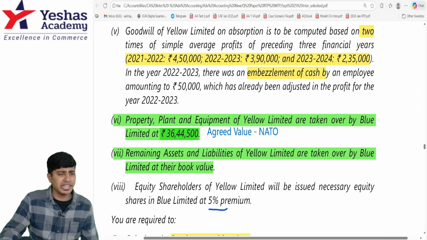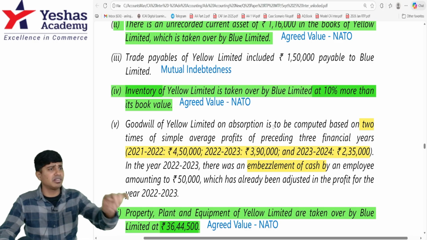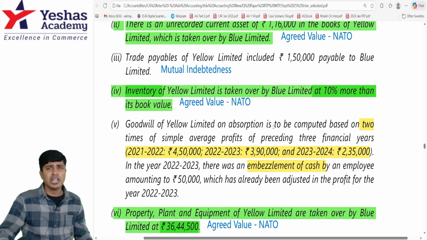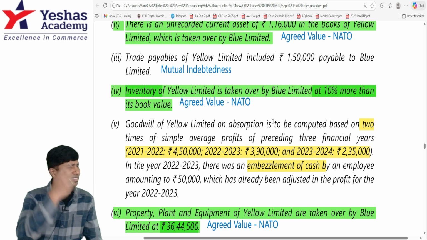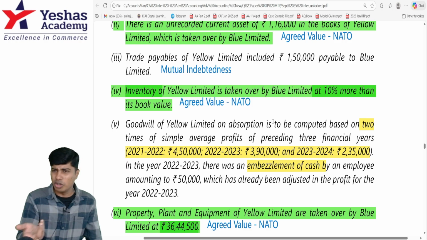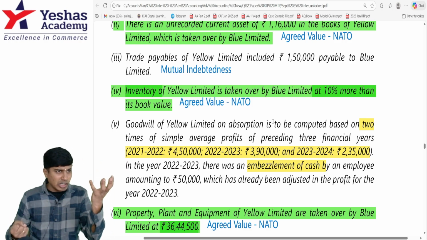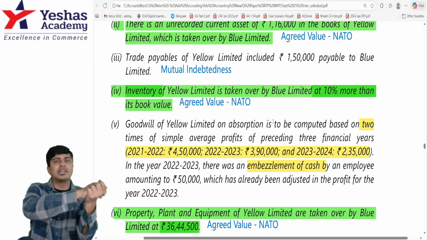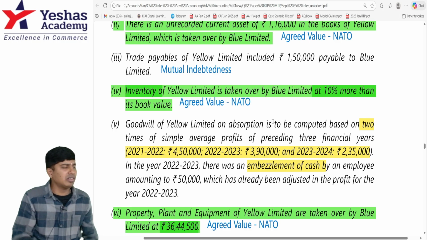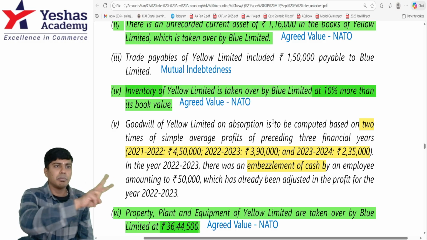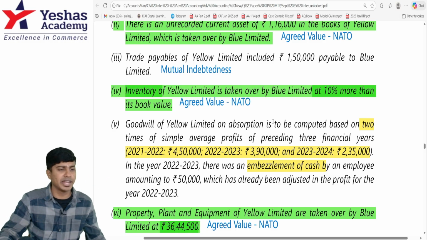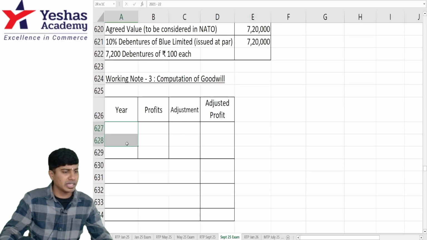Goodwill very clear. Yeah, they have given 3 years profit, some embezzlement of cash loss is there in one of the years. After deducting that loss, they've given the profit. That's not a recurring profit. That should not affect goodwill. We'll add back that loss. Find the adjusted profit. Add it for 3 years. Divide it by 3. Adjusted profit. Multiply by 2 years purchase. We'll get goodwill. Help me with the years.